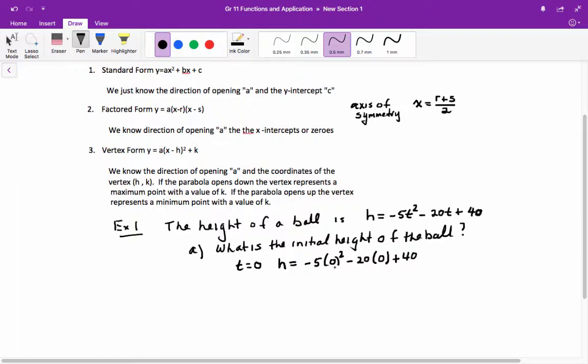Of course, when you replace the variable t with 0, the first and second terms become 0, so you just end up with 40. Always look back at the question to see what the units are, as you will lose marks if you don't include the units. Most likely, the units for height are probably meters, and the units for time are probably seconds.